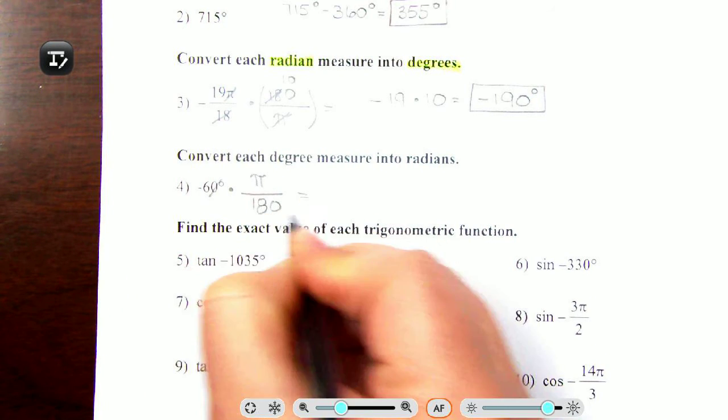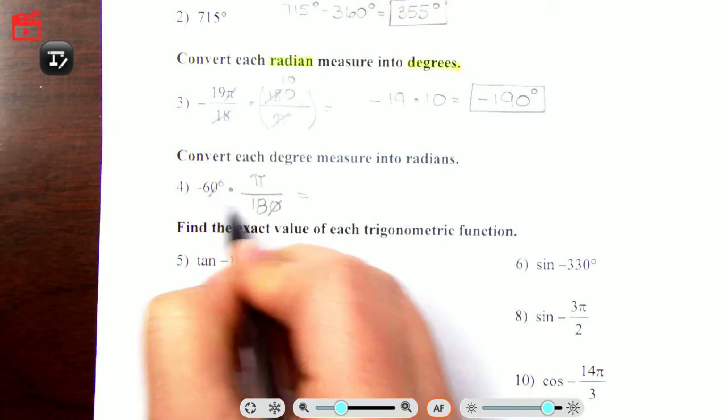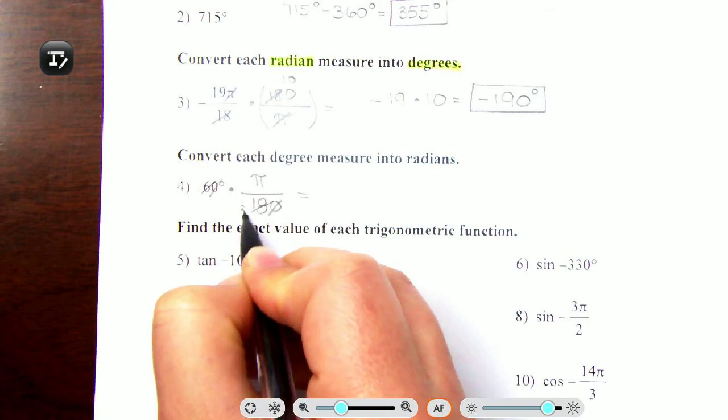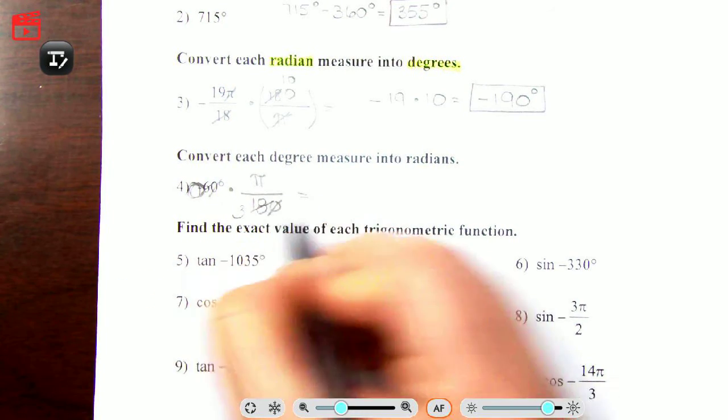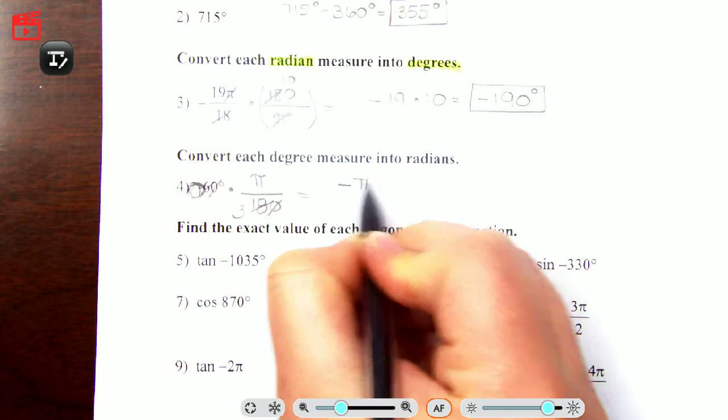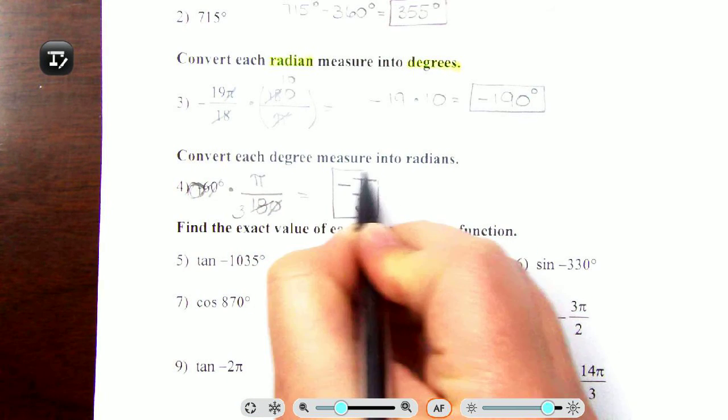So I'm going to cross out the zeros. 6 goes into 18 3 times. So what is left over? This negative is left over, pi, and 3. So I have negative pi thirds as my radians.